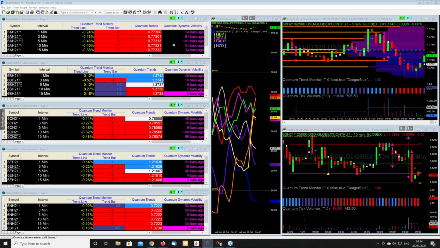But the reason I wanted to show you this is that what the trend monitor does, when you're looking at this particular array across this sort of time horizon, is give you an instant view of what is going on in terms of the dollar. Is the dollar being bought? Is the dollar being sold?